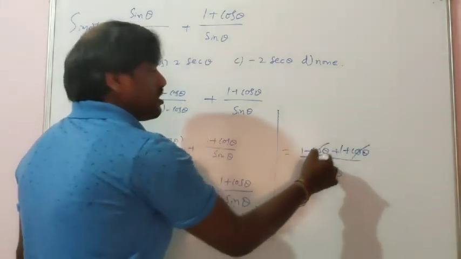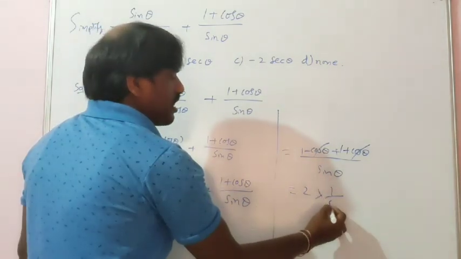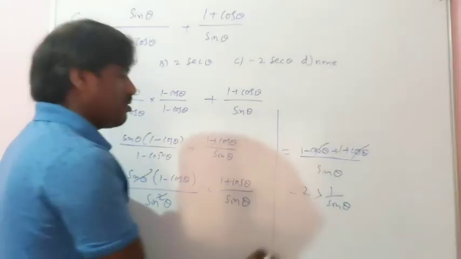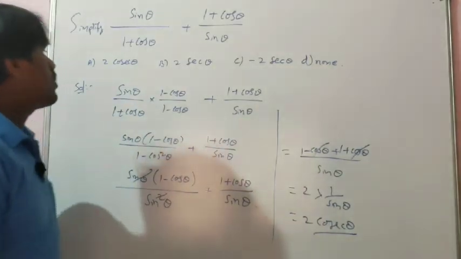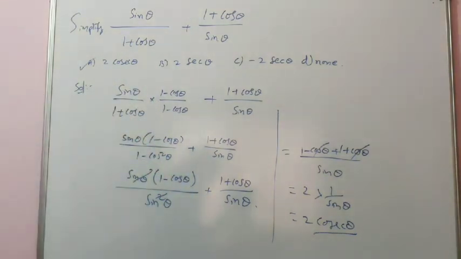See here, plus cos theta minus cos theta cancel. 1 plus 1 is 2. 2 into 1 upon sin theta. Now, what is the reciprocal of sin theta? Cosec theta. So the answer is 2 cosec theta. Which option is correct? Option A is right. So likewise we will do the basic problems.